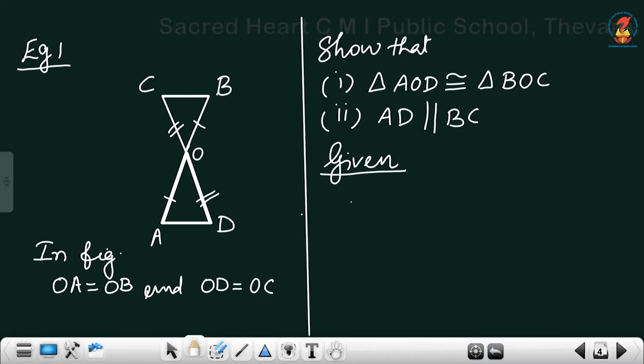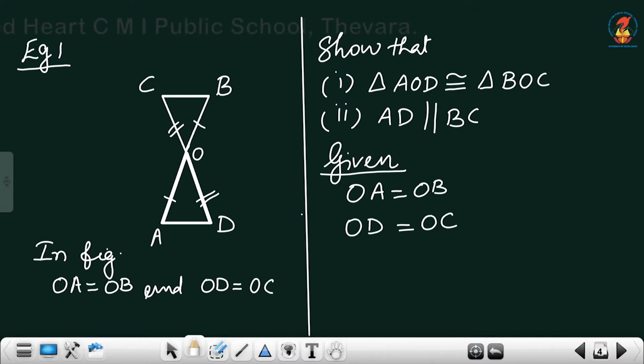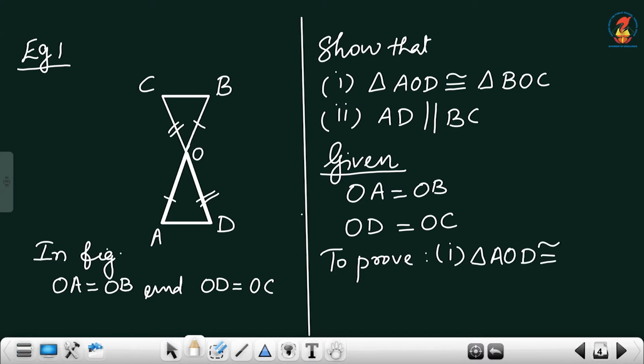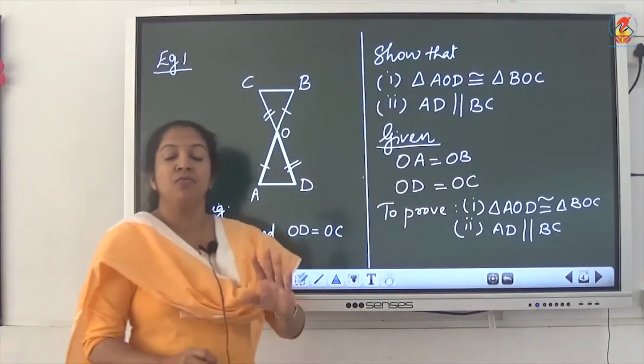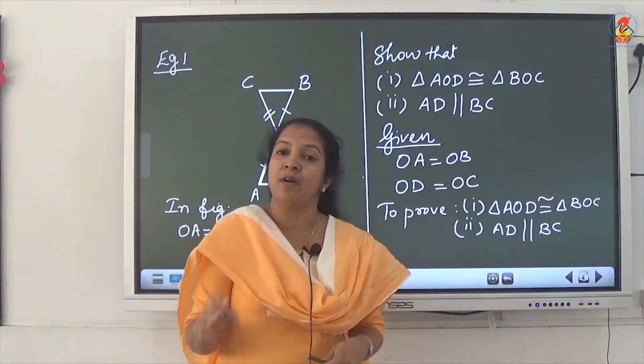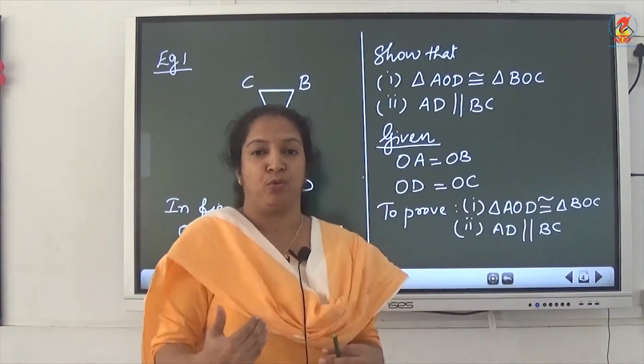What is given? OA is equal to OB, OD is equal to OC. Then, the next thing you have to write is what to prove. To prove: first, triangle AOD is congruent to triangle BOC, and second, AD parallel to BC. So, when you get a question like this from the geometry section, you have to write the given things first, then what to prove, then the proof.